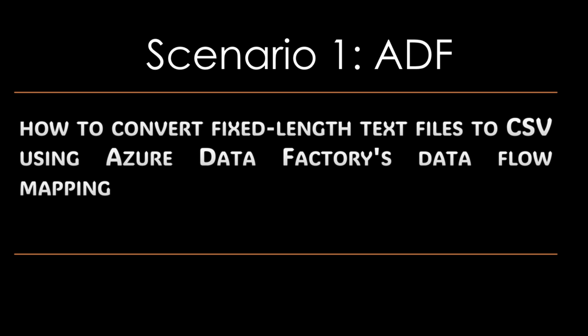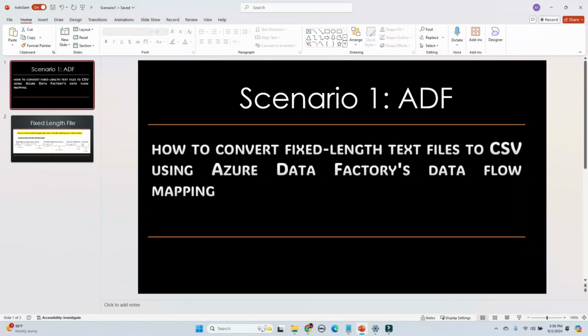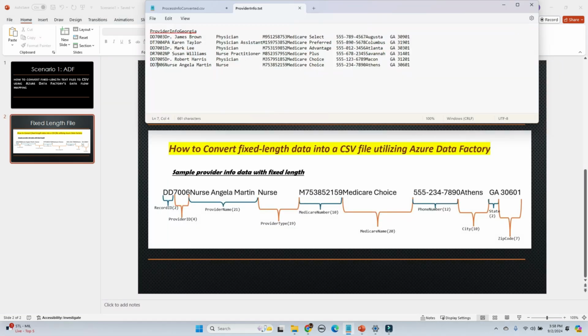In this scenario, we'll see how to convert a fixed length text file to CSV using Azure Data Factory data flow. To understand this requirement, we'll go through how the fixed length text file looks and what the expected result set is. This is a sample text file without any comma or pipe delimiter separated.